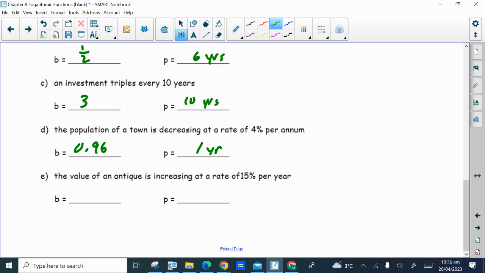If the value of an antique is increasing 15% per year, B would be 1.15. 100% plus 15% more, and you got to change that percent to a decimal. And this again is happening every year, so that is our growth period, every 1 year.